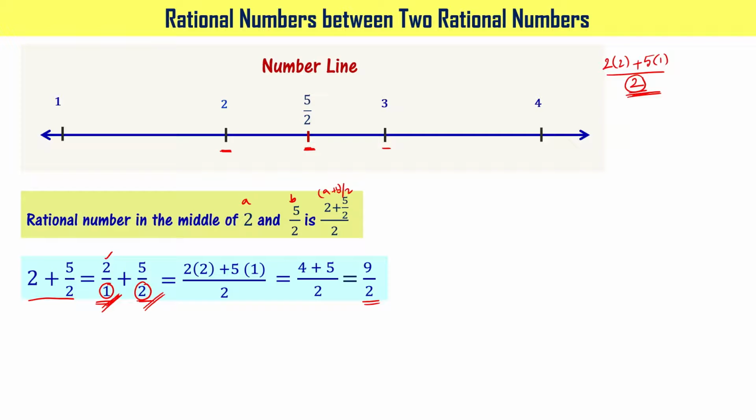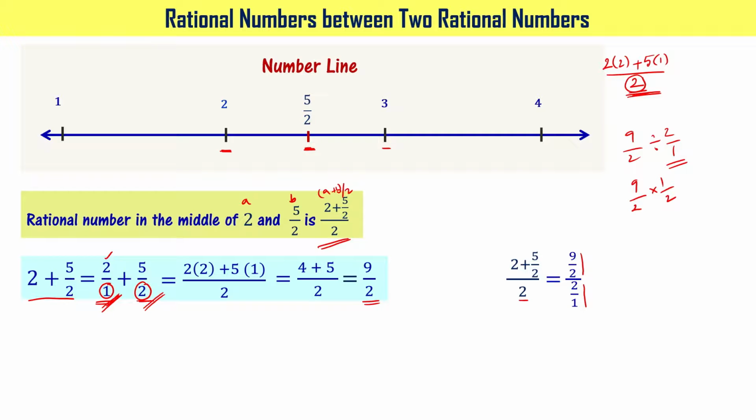But what we have to find is (2 + 5/2) ÷ 2, right? So let's write that. (2 + 5/2) ÷ 2 can be written as (9/2) ÷ (2/1), right? The numerator 2 + 5/2 is 9/2, and the denominator 2 can be written as 2/1, right? Now I have a division like 9/2 divided by 2/1, right? So instead of dividing 9/2 by 2/1, what I want to do is 9/2 into 1/2, right?